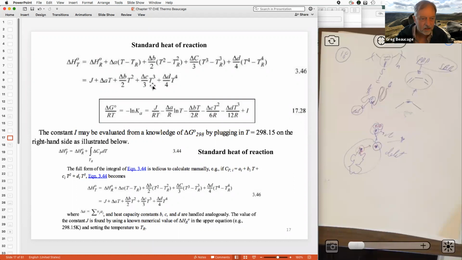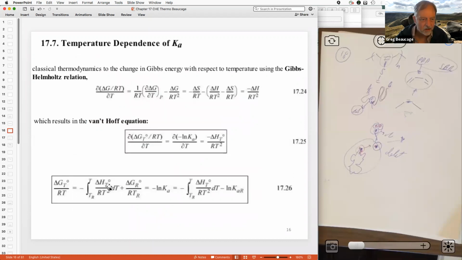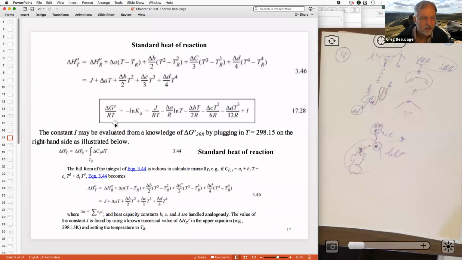So G is going to use that delta H, and then the Gibbs-Helmholtz relationship, this delta H over T squared, gives you the delta G, and then the base delta G at 298 ends up generating this equation, which we got last time, which has a J and an I. Right, so this calculation is pretty tedious.